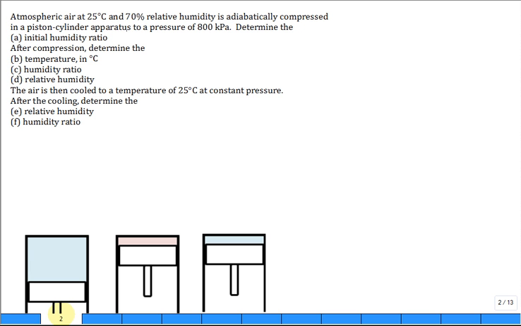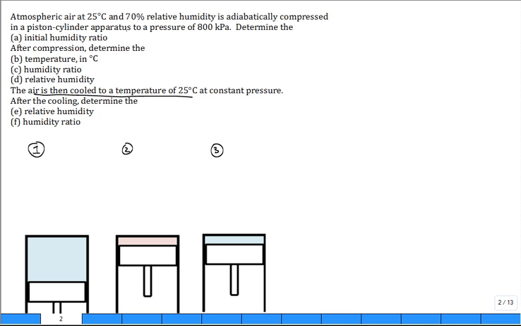We have atmospheric air at 25 degrees C, and I'm going to try and write. It's adiabatically compressed in a piston-cylinder apparatus to a final pressure of 800 kilopascal. State 1, it's compressed to 2, and then after 2 there's a new state where it will be cooled. The air is then cooled to 25 degrees C at constant pressure.